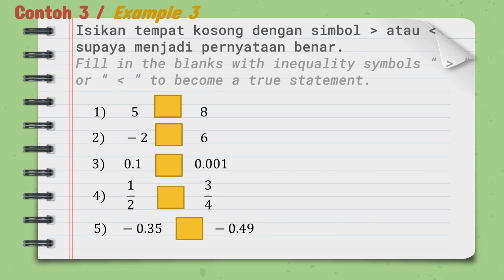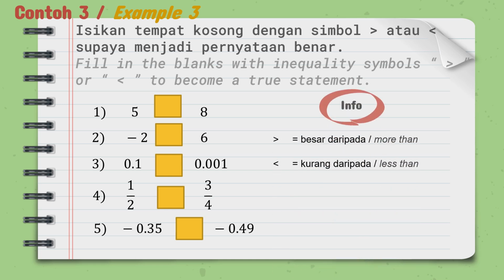Alright, so let us look at example 3. Fill in the blanks with inequality symbols, more or less, to become a true statement. So before this, we have some info. We have the more than symbol like this and the less than symbol like this. If you have already learned in your previous school, if you put a line here, that means B, which is besar in Malay. So besar is more than. The second one is K, which is kurang, which is less than.